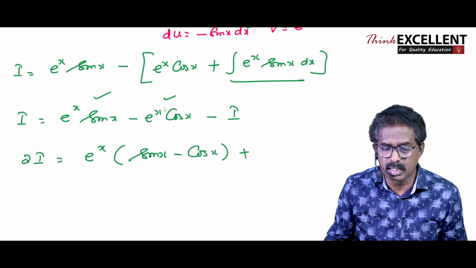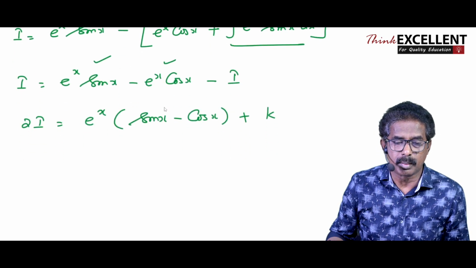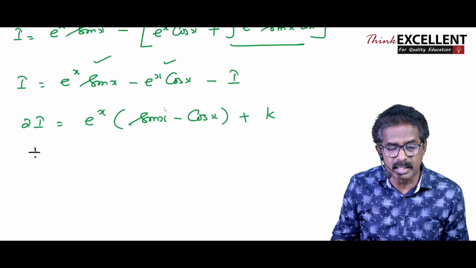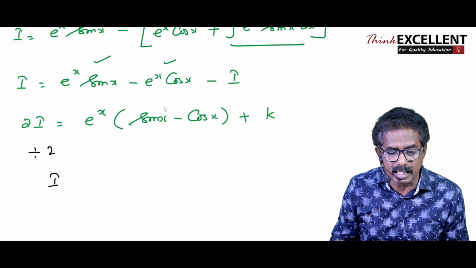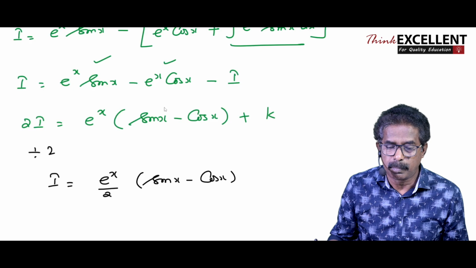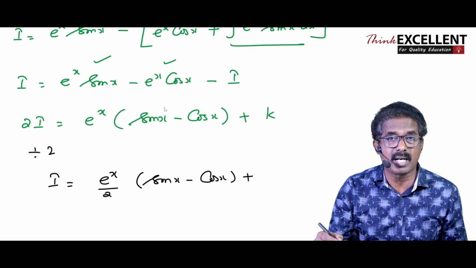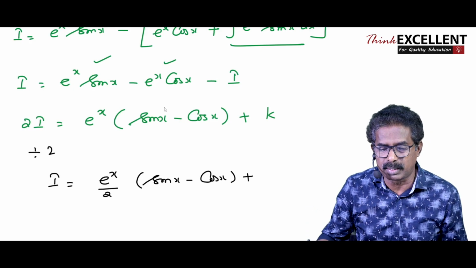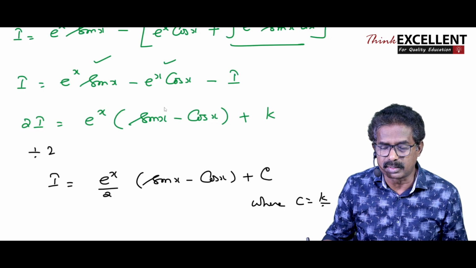Integrate பண்ணும்போது ஒரு constant வரும். I'm taking the constant as k. நமக்கு வேண்டியது I value, so dividing every term by 2. 2ல divide பண்ணிங்கன்னா I equal to e raised to x by 2 sin x minus cos x plus k by 2 வரும். K is a constant, so k by 2 is another constant. I'm taking that constant as c, where c ங்கிறது is a constant k by 2.